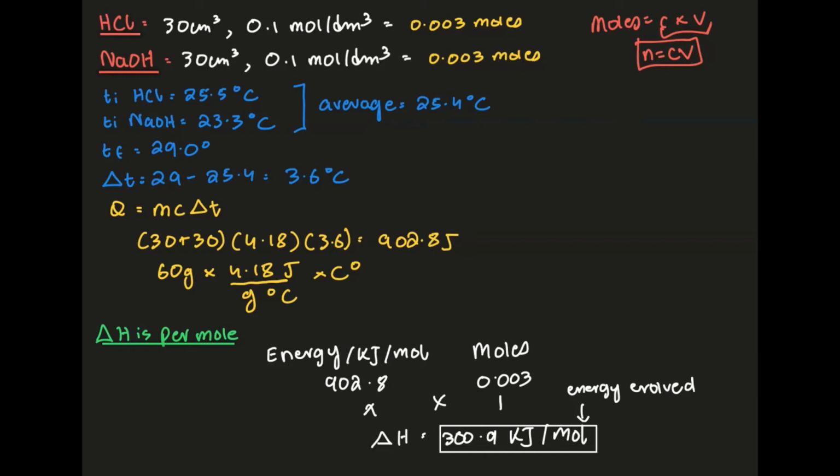So since you have two different values for initial temperature, what you're going to do is you're going to take an average. So you're going to add these two values together. You're going to divide them by 2. And you get an average of 5.4 degrees Celsius.